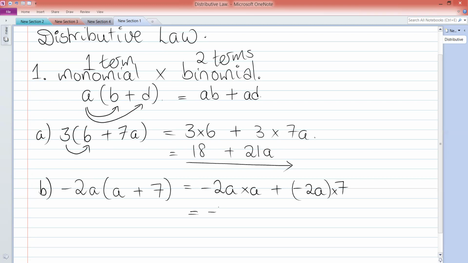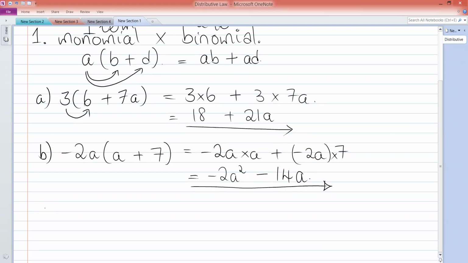So this becomes minus 2A squared. A positive and a negative will give me a negative, right? Then 7 times 2, that's 14A. Okay. That's our answer for that one. All right.